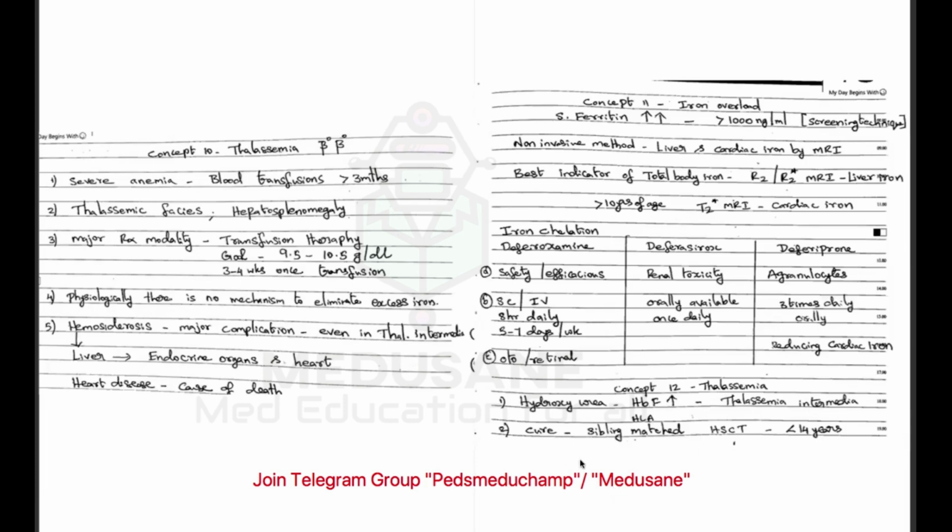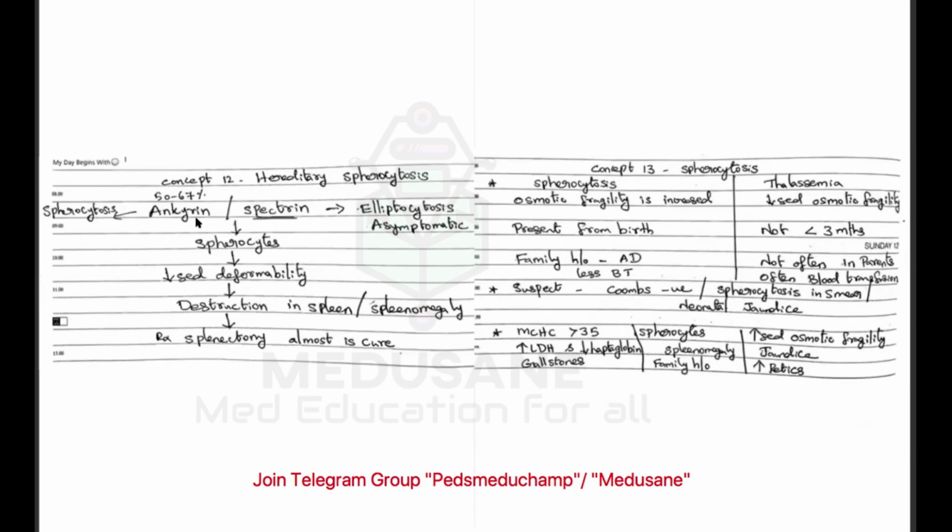And if there is a definitive cure, I said already, it's going to be the sibling matched hematopoietic stem cell transplantation. Less than 14 years will be ideal. Otherwise, the hemochromatosis and all starts. So start your transplantation at less than 14 years. Okay, coming to the concept 12, we move on to spherocytosis.